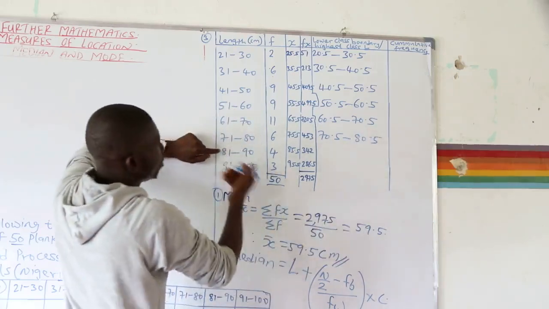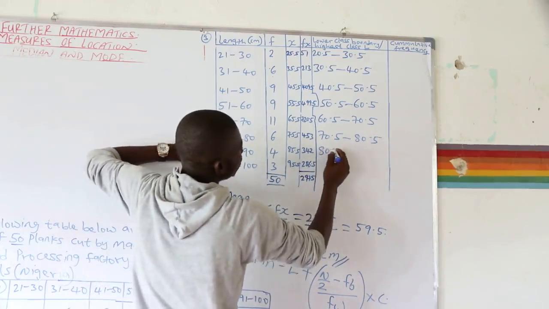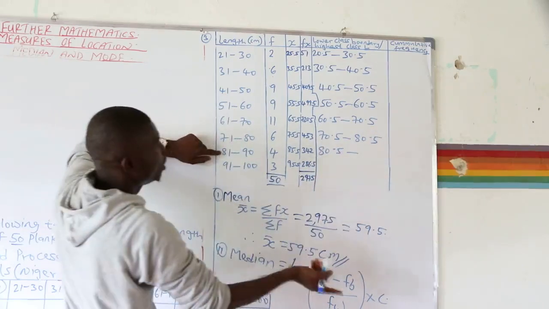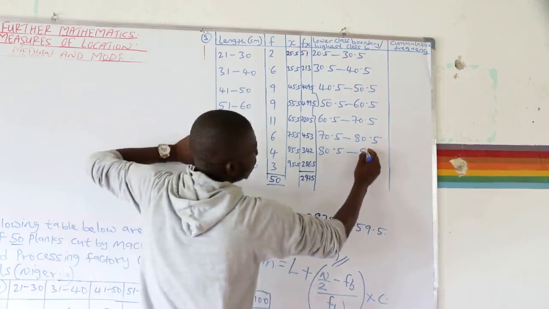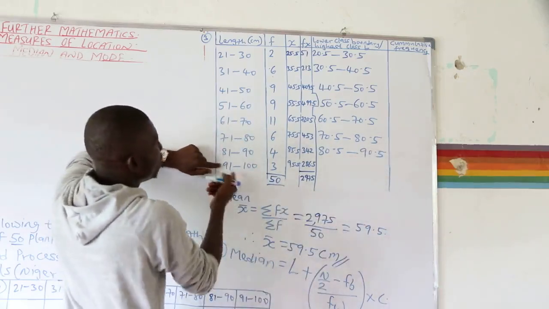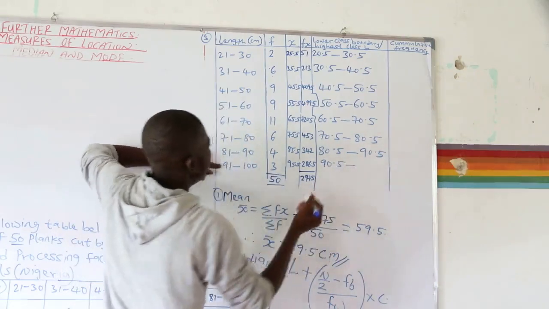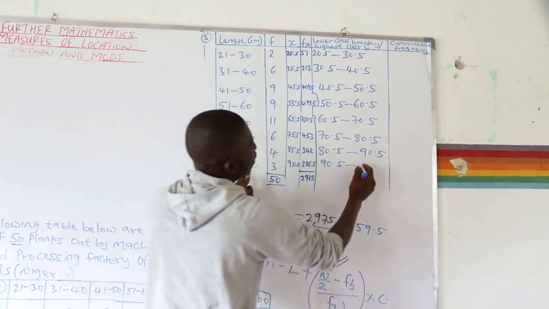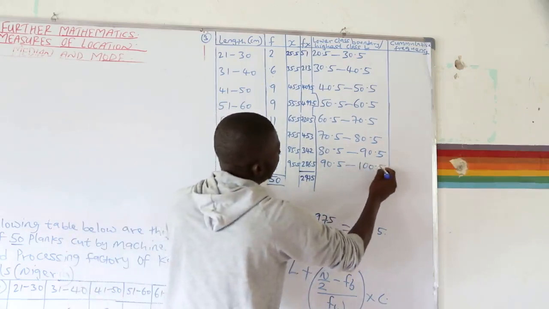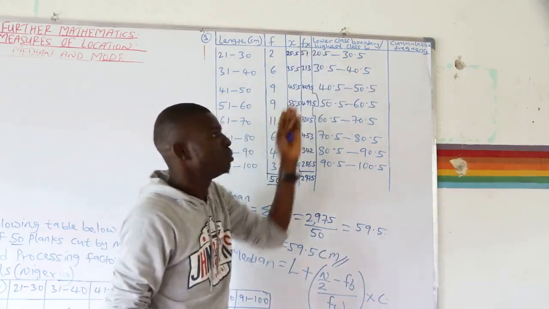80.5. The next one, you subtract 0.5 from 81, it will give us 80.5. You add that 0.1 to 90, it will give us 90.5. Now the last one, you subtract 0.5 from 91, it will give us 90.5. You add that 0.1 to 100, it will give us 100.5. This is how you get to your lowest class boundary and the highest class boundary.